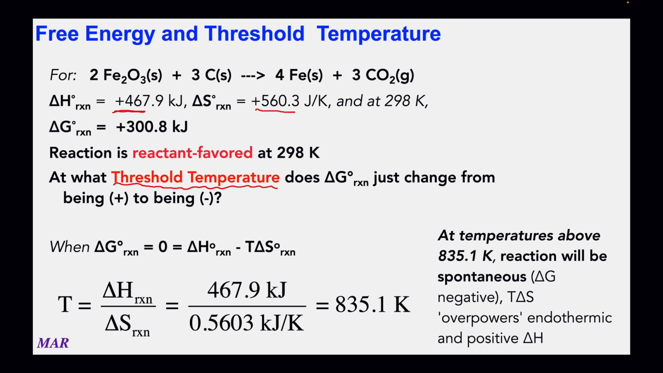That would turn your iron(III) oxide and carbon into iron and CO2. So figuring out the threshold temperature can be really important. It's only for conditions where delta H and delta S have the same sign. If delta H and delta S are both positive, for temperatures larger than the one you calculate, the reaction will be spontaneous.